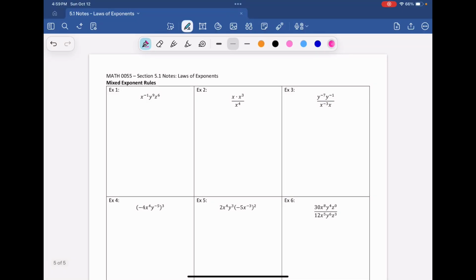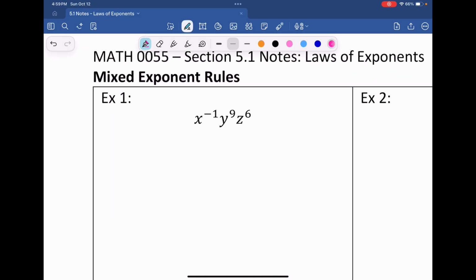Okay, so in this section, we're just putting it all together. So we've got to figure out what needs to happen in each problem. So example 1, the only thing I can see is that negative exponent. So it goes down to the bottom, and its exponent becomes positive. Okay, it was just -1, so I don't really need to do anything.